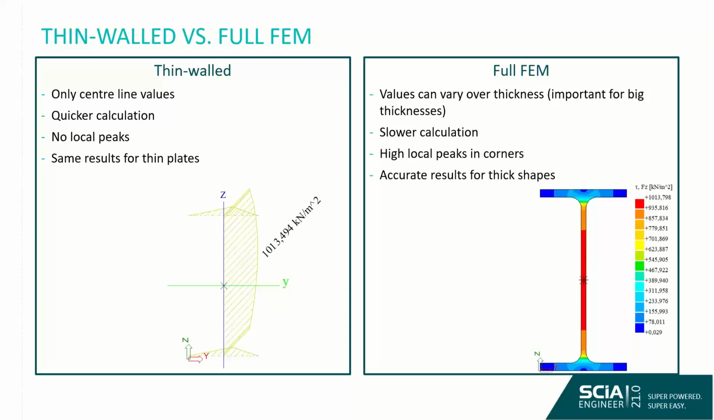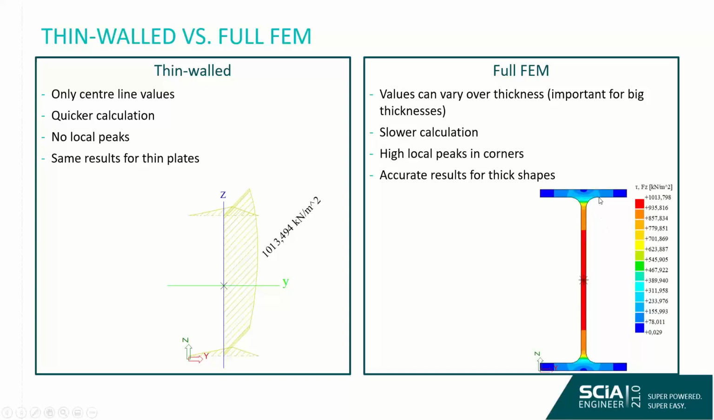Okay, final comparison is for thin-walled sections and the full FEM method. If we have a thin-walled section in SCIA, like I said, that means we know a centerline representation that has thicknesses assigned to it. The drawback of this thin-walled option is that you only get a value of the stress at the level of the center line. Meaning that the top and the bottom of your flange and the top and the bottom of your web will always have the same stress value.